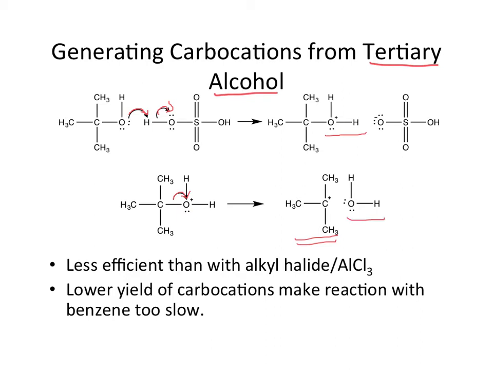Now, as we've said, this is going to be less efficient than if we were using an alkyl halide and aluminum chloride. So that means the concentration of our tertiary butyl carbocation is going to be much lower than it would be if we were using an alkyl halide and aluminum chloride. Okay? So if we were using just benzene, this reaction would be too slow for us to get anything done. So somehow we have to increase the reactivity of our aromatic system in order to get this to work.